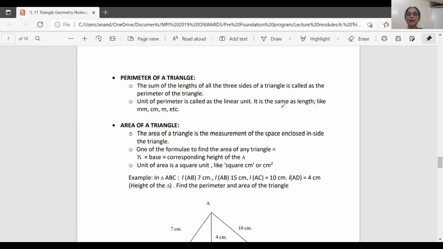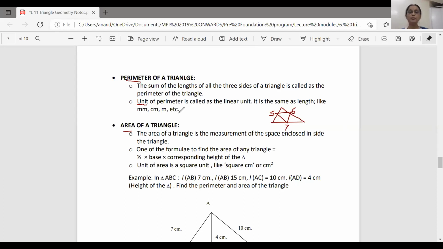Take any triangle, and if I just add the sides, one is 5, one is 6, one is 7, then perimeter is 5 plus 6 plus 7. We have used this term before. So perimeter is the sum of the lengths of all three sides of a triangle, and for any such value, perimeter, area, volume, you should never write without a unit. If you mention it without a unit, your answer will be marked wrong. Only a number is never a perimeter. You have to always put it with a unit.